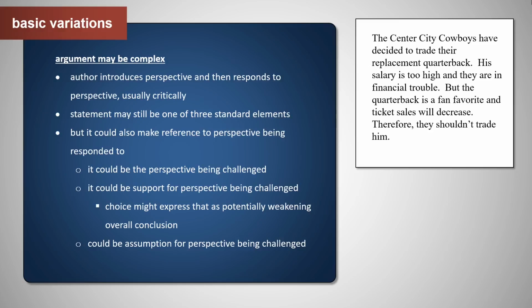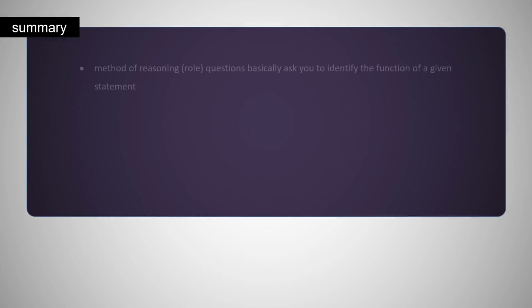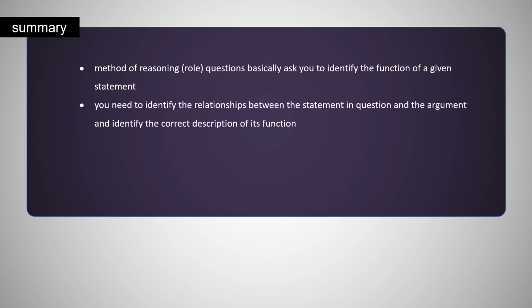So these are the two basic variations for these role questions, depending on the argument type. It's fairly straightforward. You're basically dealing either with standard elements or elements that are related to an argument that is a response to something. So in terms of the basic summary, the method reasoning role questions basically ask you to identify the function of a given statement. So you need to identify the relationships between the statement in question and the argument, and then you need to identify the correct description of its function. The argument may be standard or simple. The argument may be complex.